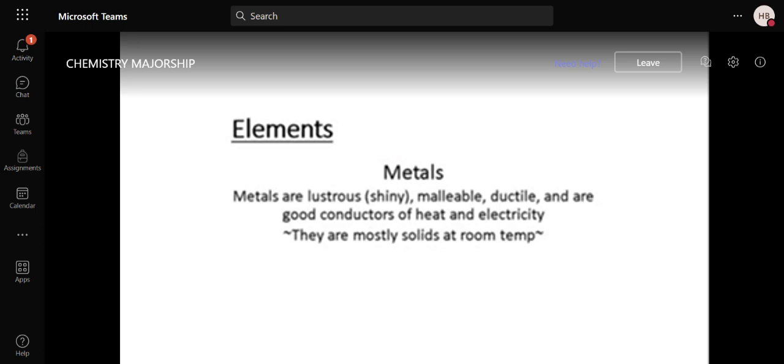Bakit sinabing mostly? Dahil meron tayong mga metals na hindi po solid at room temperature. Like what? Sige nga, ano po ang metal na hindi po solid at room temperature? It also is sometimes called the quicksilver. Ayan, mercury. There you go, alright?